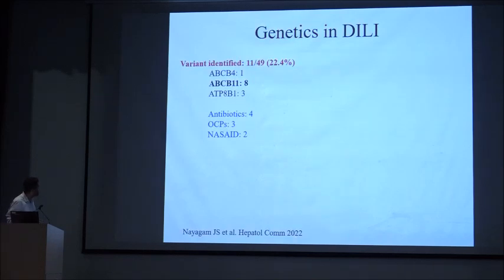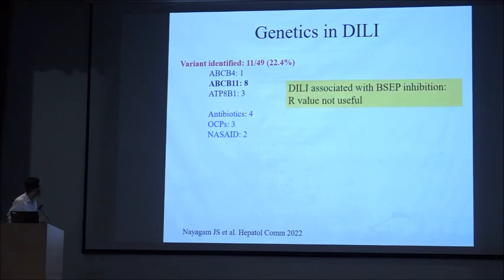The recent study which I described previously, the Hepatology Communications study 2022, found a variant in 22% of cases presenting with DILI, and again the common variant was ABCB11 and the commonly implicated drugs were the same: antibiotics, OCPs and NSAIDs.